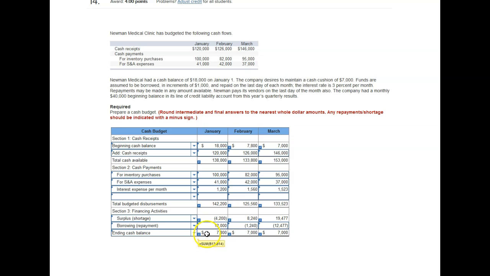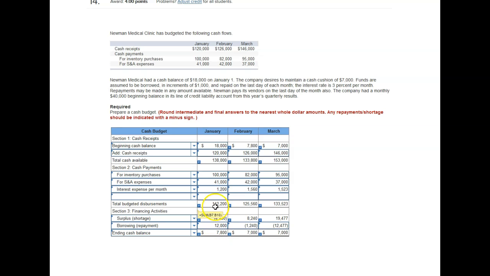That's why it says it's a little bit tricky in here. So if we borrow $12,000, that's going to offset the $4,200. That will leave us with a $7,800 ending cash balance. Again, they're not saying we have to be exactly $7,000 here. They want to have at least 7,000 as the balance right here. We can only borrow in increments of $1,000. So we have to borrow 12,000. We cannot borrow 11,200. So if we borrow 12,000, ending cash is now 7,800.